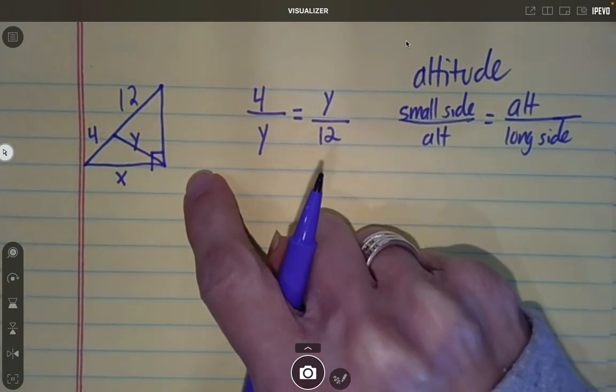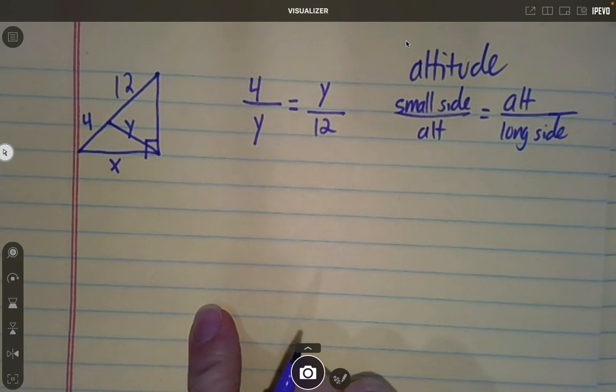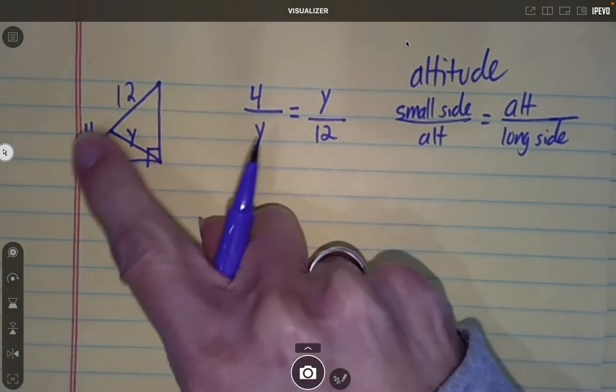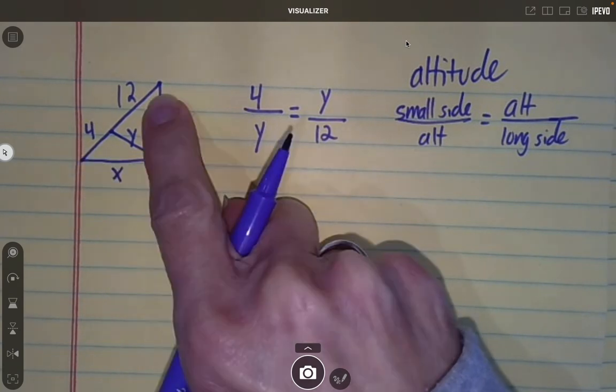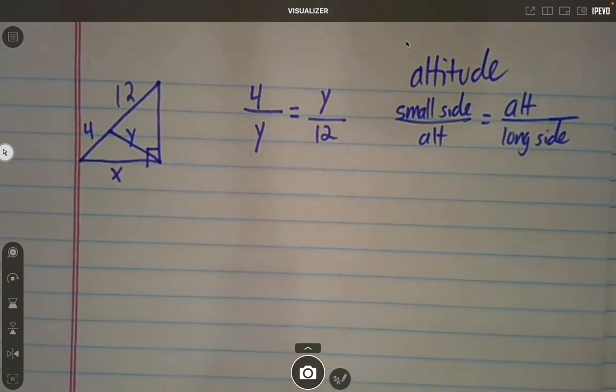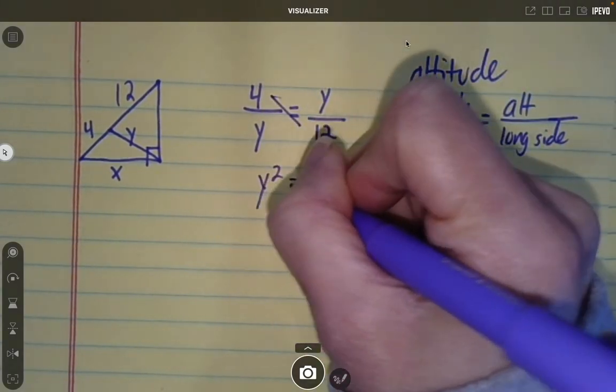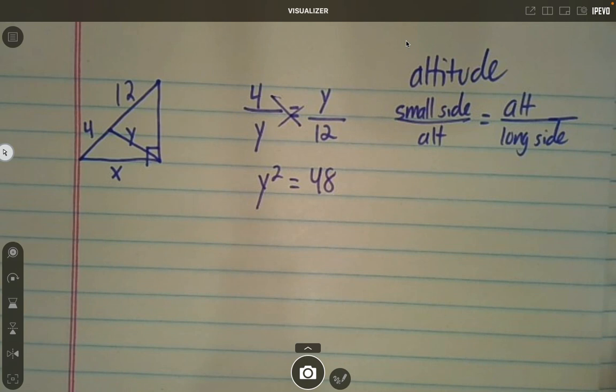The one that goes through the right angle, that's going to be our altitude right there. Okay? So we have a small triangle and a medium triangle. That's 4, so it's smaller. That's 12, so it's bigger. How would I solve this one, y'all? So we get y squared equals 48.